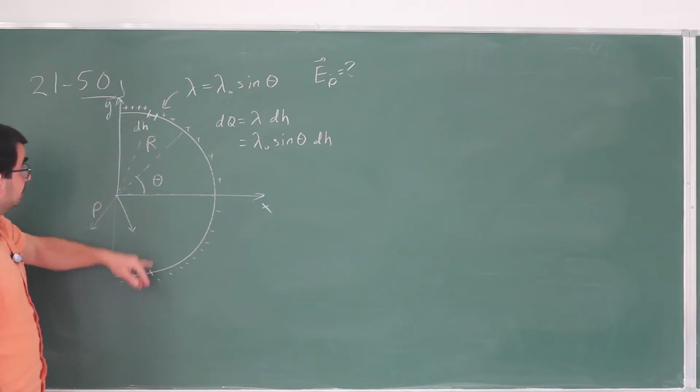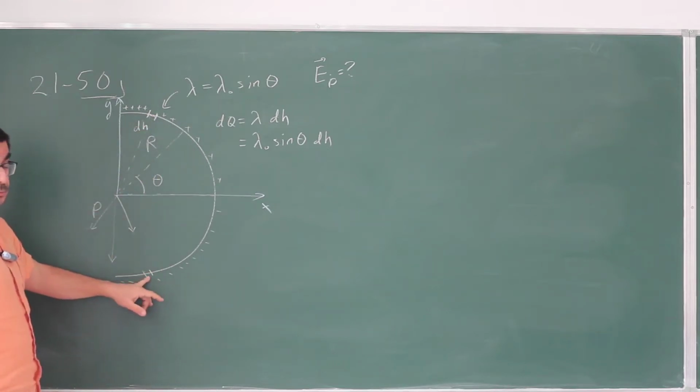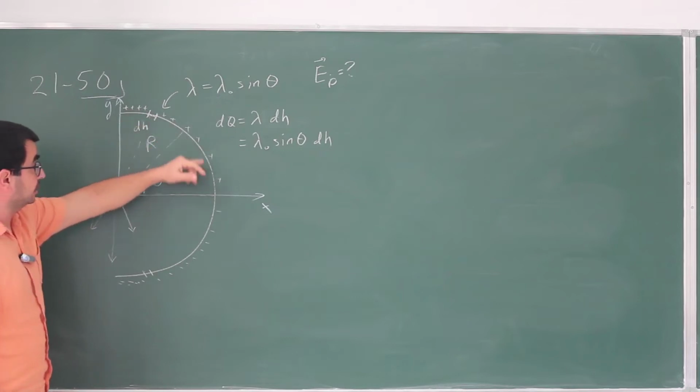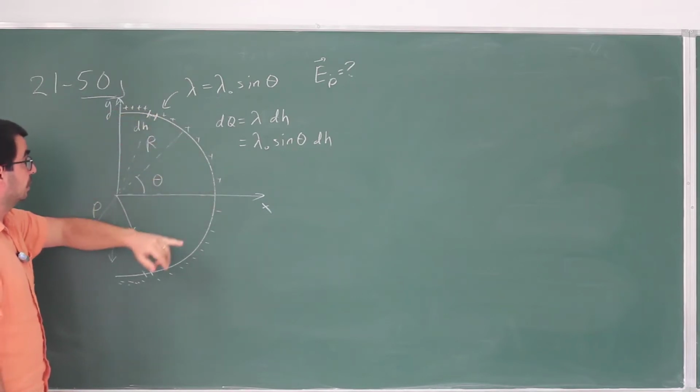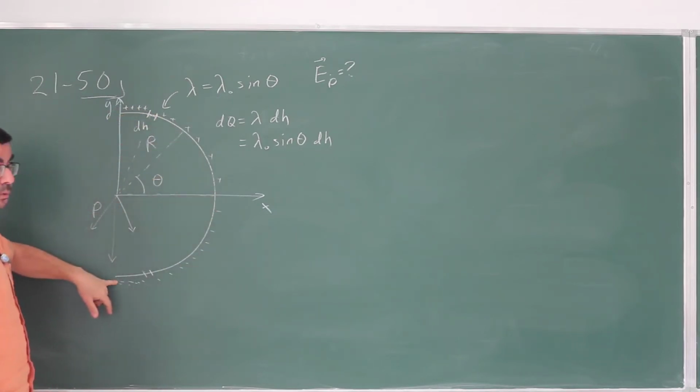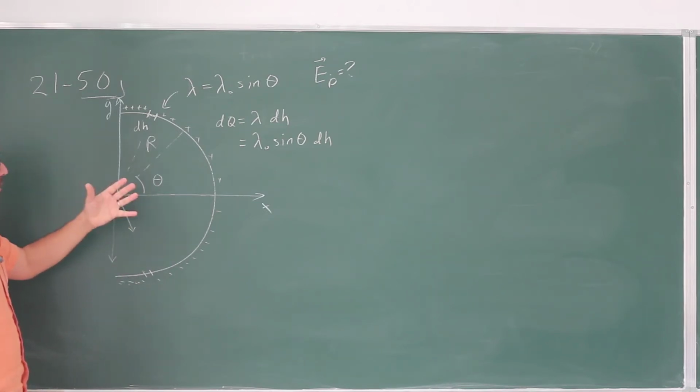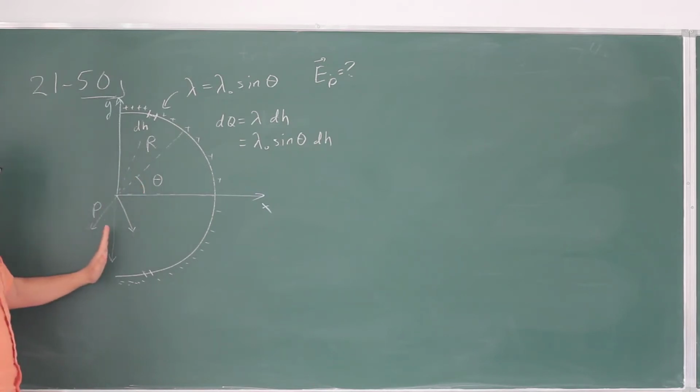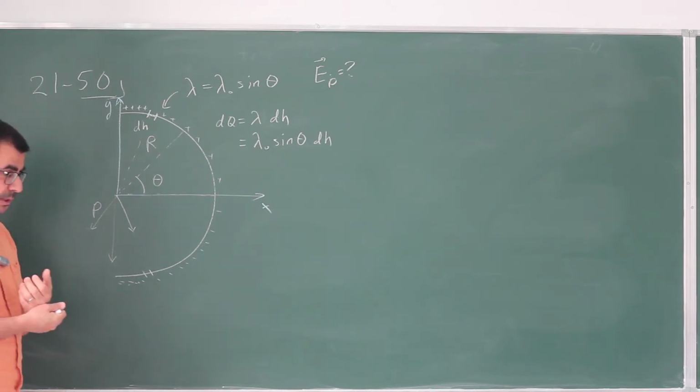But there's nothing special about these two points. For any point on the upper part of this half ring, we can take a corresponding point on the lower part, which means we can always pick pairs, and the vector sum of the electric field of those two points is always going to be vertical, which means that our final electric field has to be vertical as well. This means that we only need to calculate the y component of the electric field. So let's write this down.